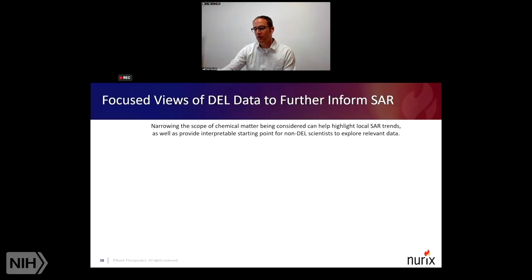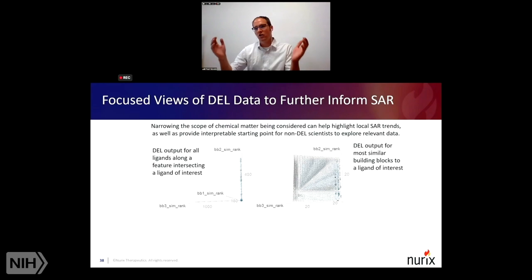So to help with both the process of selecting a ligand as well as to communicate data to perhaps your non-DEL scientist friends and colleagues, I really recommend thinking about reducing the data set size to enable a focus on that local SAR. I'm showing here a plot where we're only pulling out the ligands along with features intersecting a given ligand of interest. And here, the ligands which are the most similar in terms of the building block similarity at each position.